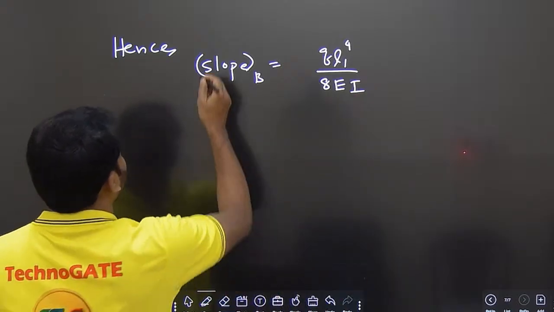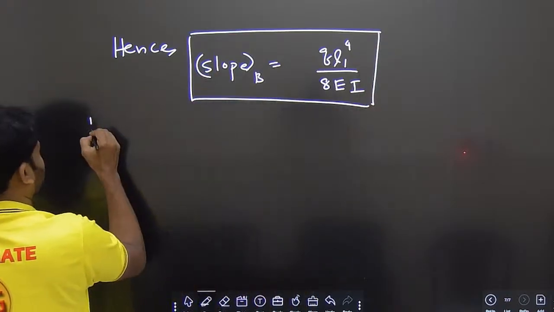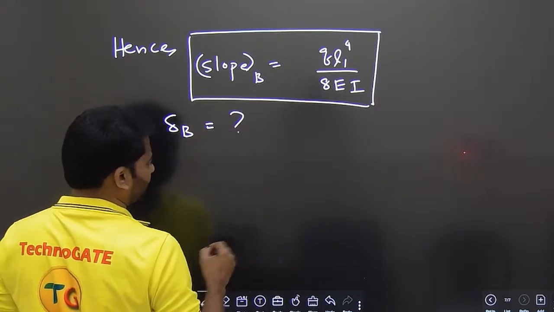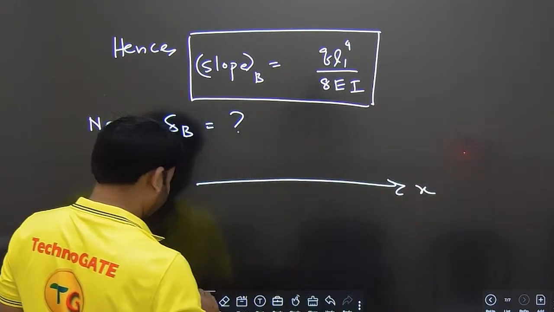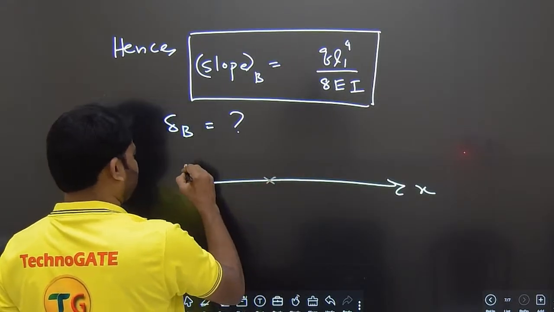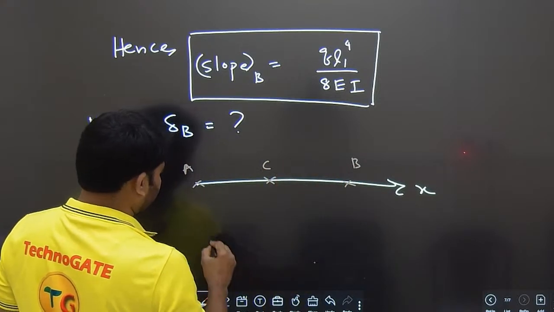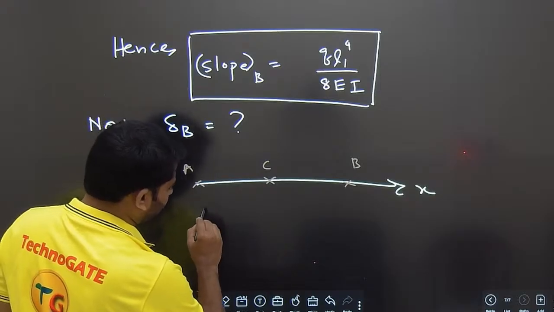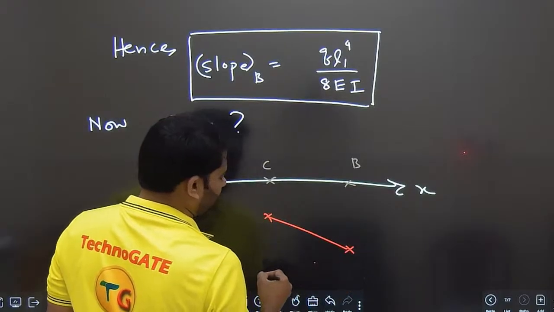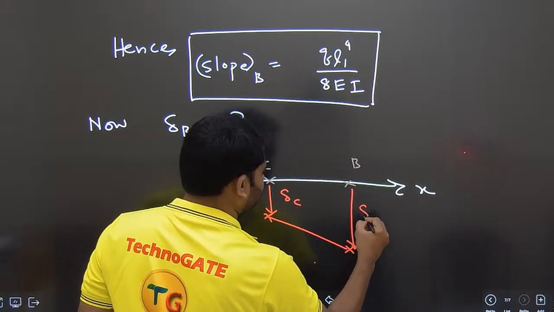Okay. So we already got one answer. Now what we need to do? We need to get deflection. Now deflection at B is equal to question mark. So if you see here, this is X axis, and we have this. This is A, this is C, this is B, and we have this line. So from A to C it deflects as a curve, but from C to B it's a straight line. Okay? So this is delta C, this is delta B.